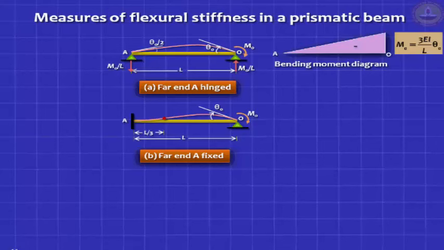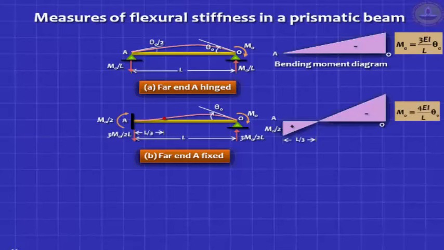Then you can work it out, you can solve it very easily, and you will find that you will get a moment there which is half of the moment M naught, and the stiffness is now 4EI by L theta naught. So these are easy to remember. Simply supported beam, 3EI by L, propped cantilever with the far end fixed, it becomes 4EI by L. It's stiffer, so it's very easy to remember these numbers, 3 and 4, and the point of contraflexure will be at 1/3 span location as shown in this picture.